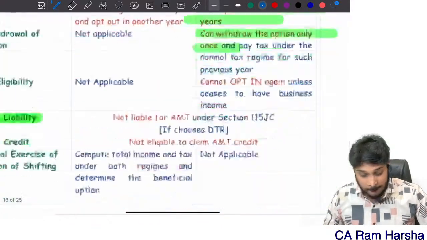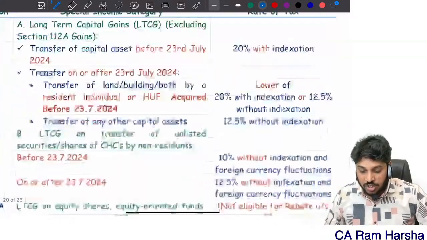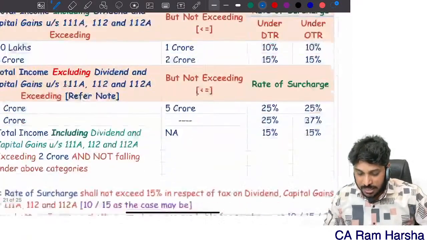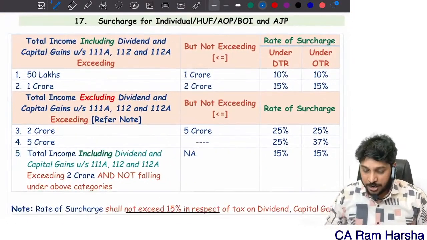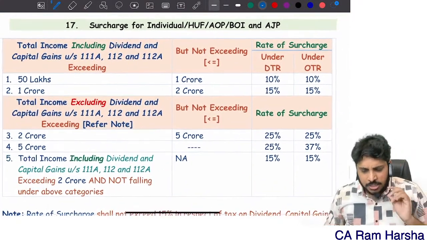Now look at this beautiful logic I'm going to tell you. I'm going to explain the marginal relief logic on the surcharge. Now, don't worry.